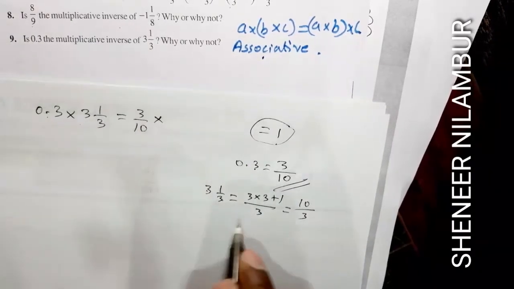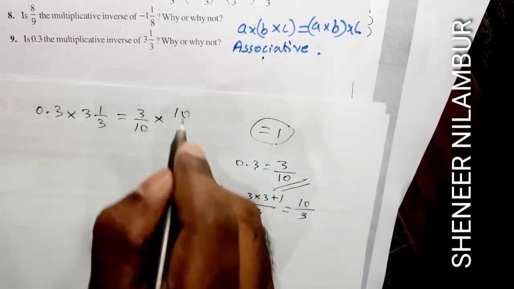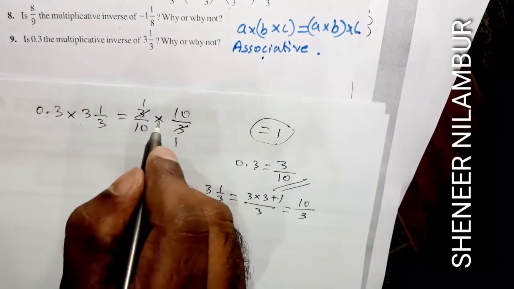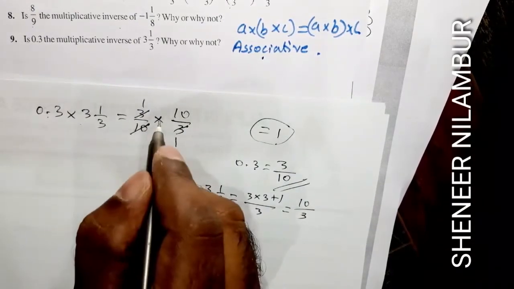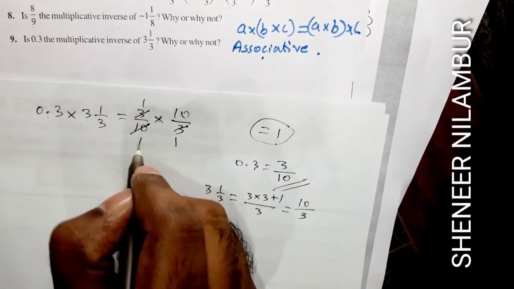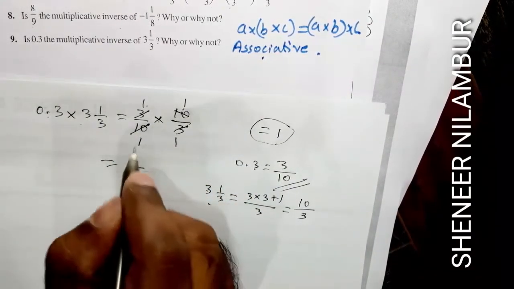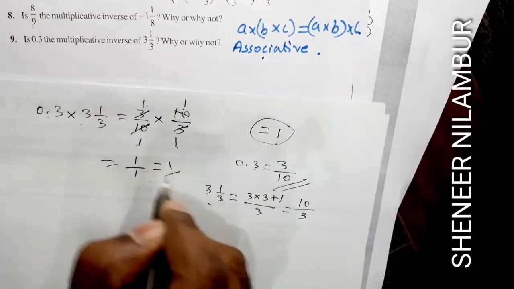So actually 3 1 by 3 means what? 10 by 3. This we can cancel. 3 one time, here one time. Here it is multiplication, that's why we are cancelling. If it is addition or subtraction, we should not cancel. Here 10 one time. So 1 into 1 is equal to 1. 1 into 1 is equal to 1. So the answer is equal to 1.